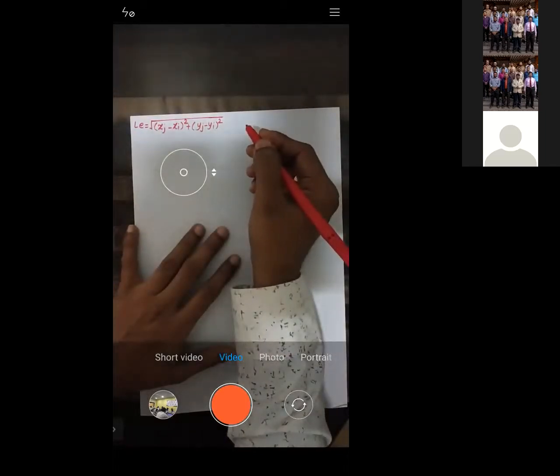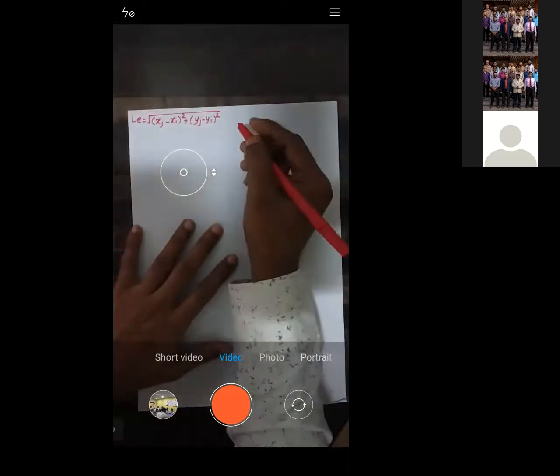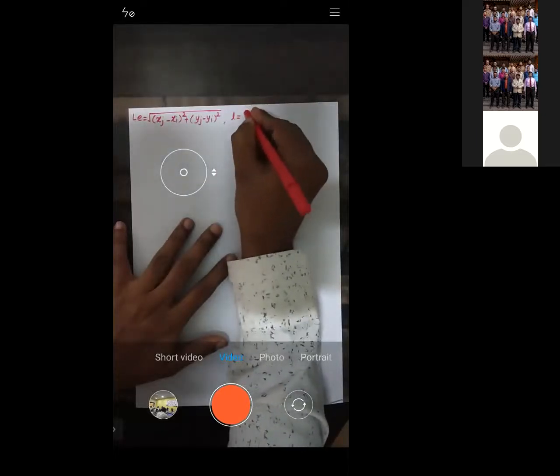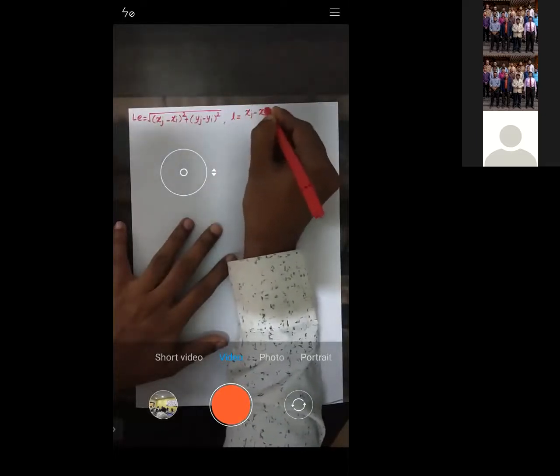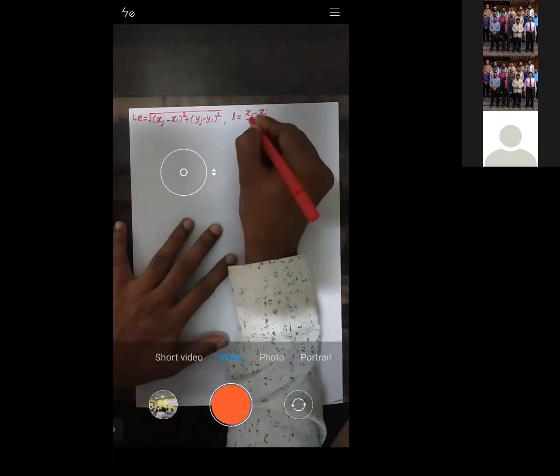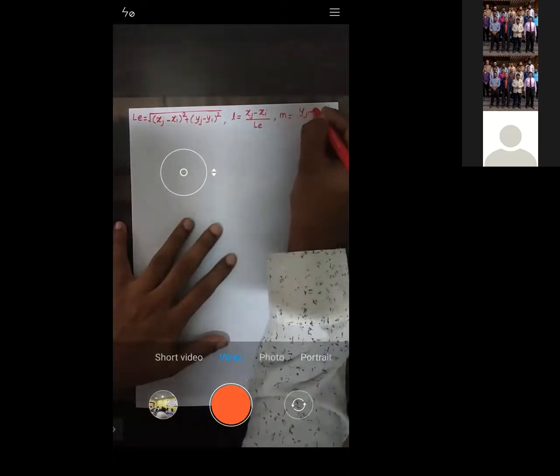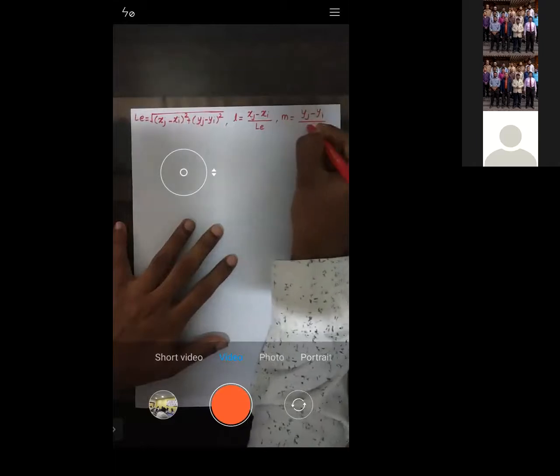Here it is not required because for every element the length is directly given. Next we require L. So it is basically (xj minus xi) by L. Next is M, that is (yj minus yi) by L.